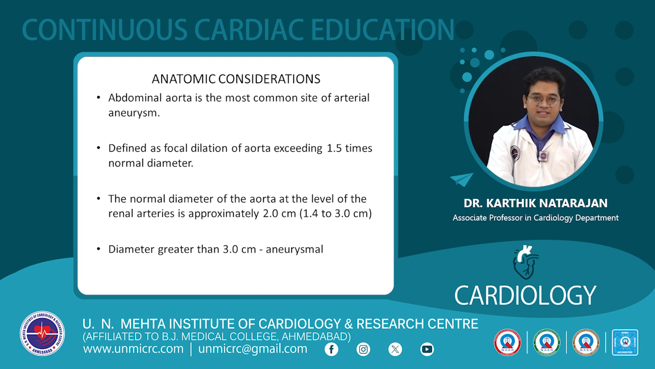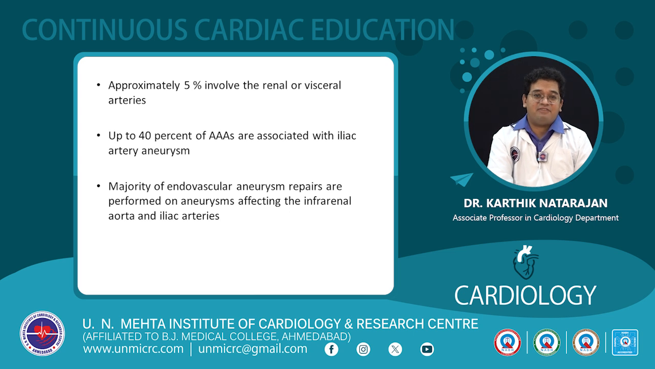So the abdominal aorta, as we know, is the most common site of an arterial aneurysm and is defined as a focal dilation exceeding 1.5 times the normal diameter, and the normal diameter is approximately around 2 centimeters, although this may again vary, and a diameter greater than 3 centimeters may be considered theoretically as an aneurysm. Approximately 5% will involve the renal or the visceral arteries, and up to 40% of abdominal aortic aneurysms may be associated with iliac artery aneurysms.